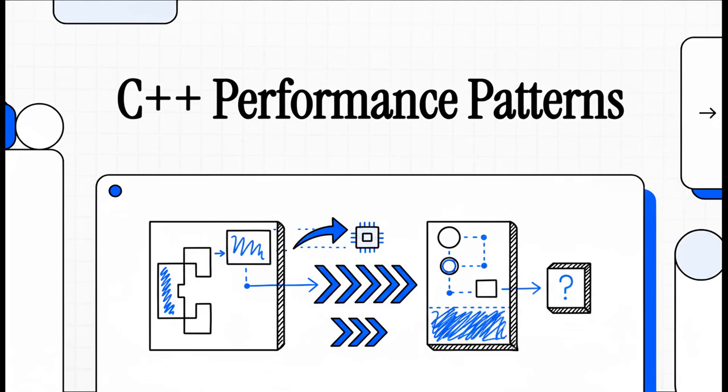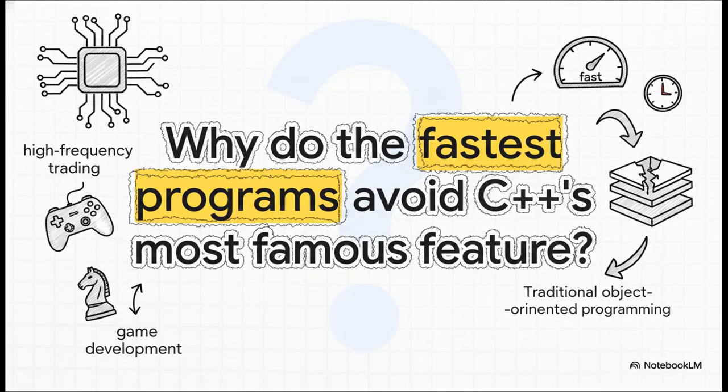Welcome to the Explainer. Today, we are diving deep into the architecture of high-performance C++, looking at the patterns that drive some of the absolute fastest systems in the world. So let's kick things off with a pretty provocative question. Why do systems where every nanosecond counts, think high-frequency trading or AAA game engines, so often ditch virtual functions, which are the bedrock of object-oriented C++?